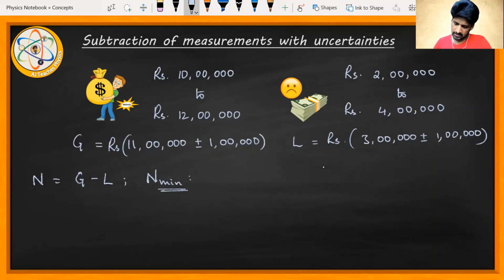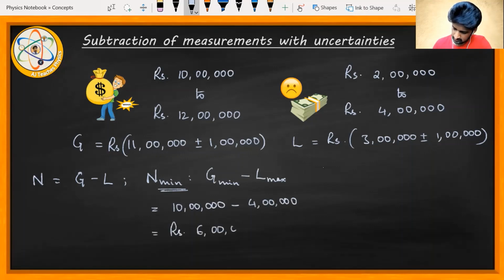So to calculate the minimum value of N, you will have to take the minimum value of G, and from it you subtract the maximum value of L. So that would be 10 lakh minus 4 lakh. So 6 lakh rupees is the minimum amount that you can pocket in case you win the lottery.